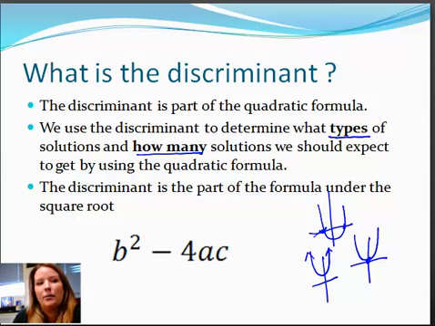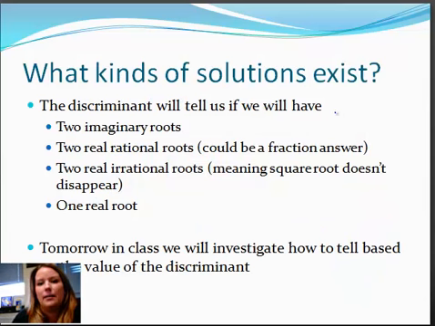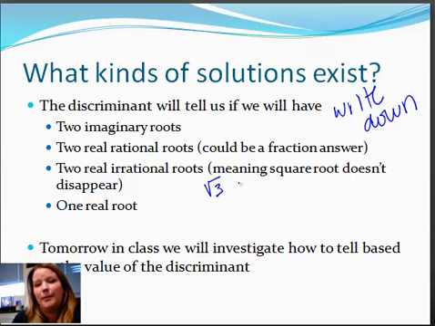Okay, so the next slide is something you need to write down, so write this down. Okay, the discriminant tells us what kind of solutions we have. It'll tell us if they're imaginary, if there's two real rational roots, which means it could be a fraction answer or it could be a whole number answer. We can have two real irrational roots, meaning the square root doesn't go away. So like if we have the square root of 3, that's an irrational number.